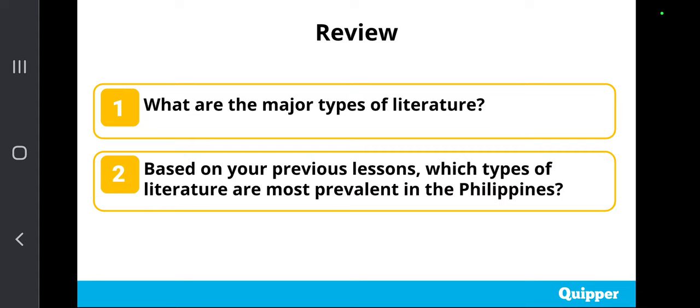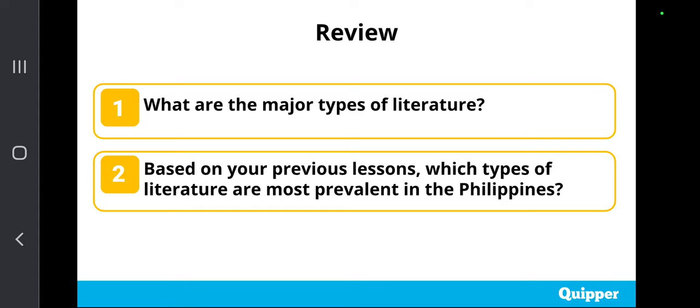Meaning to say, unsa ang mas daghan or mas prevalent nga literary type, literature type, diri sa tong nasod sa Pilipinas? What is more common, commonly done, or commonly crafted, that is a type of literature in the Philippines? Because as we have said, this award is only exclusive to Filipinos. So considering the prevalent type of literature in the Philippines, what are the basis for being able to receive this particular award?